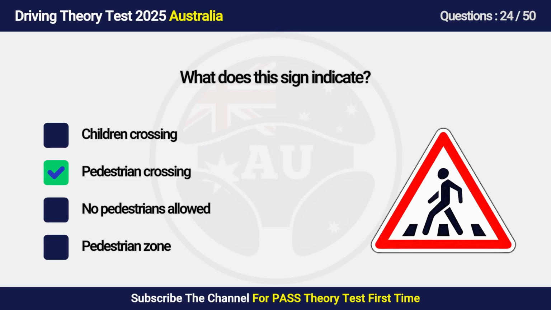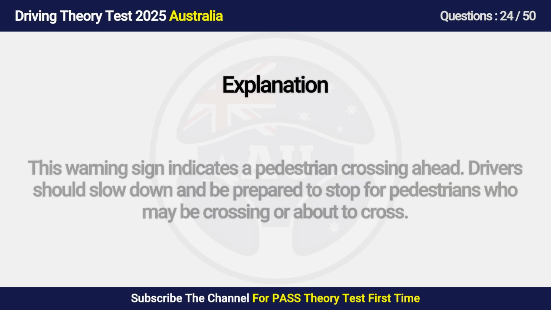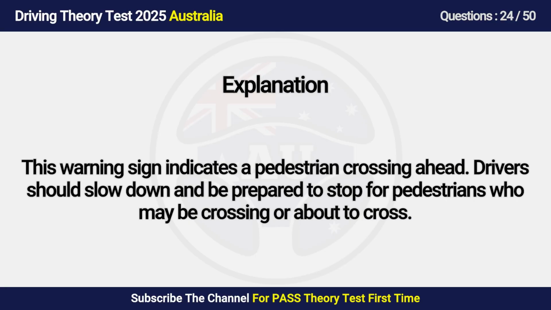Answer is B. Pedestrian crossing. This warning sign indicates a pedestrian crossing ahead. Drivers should slow down and be prepared to stop for pedestrians who may be crossing or about to cross.